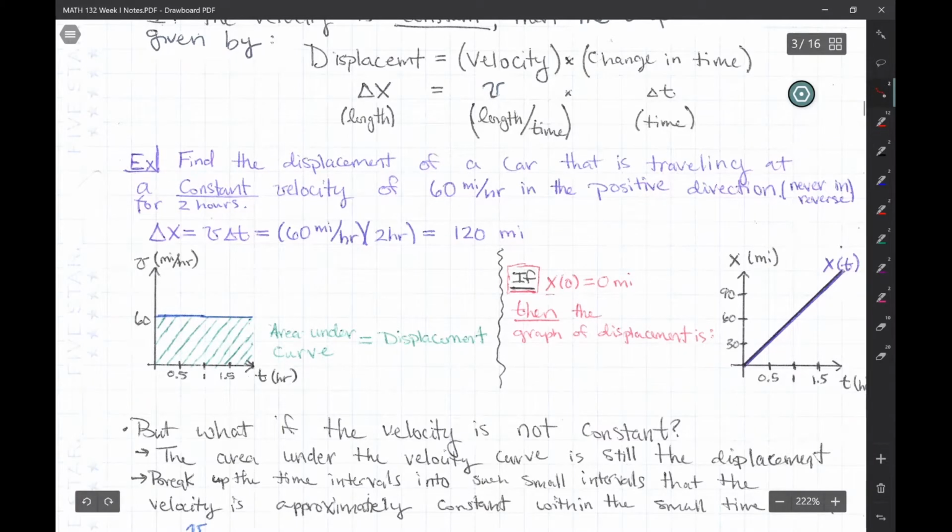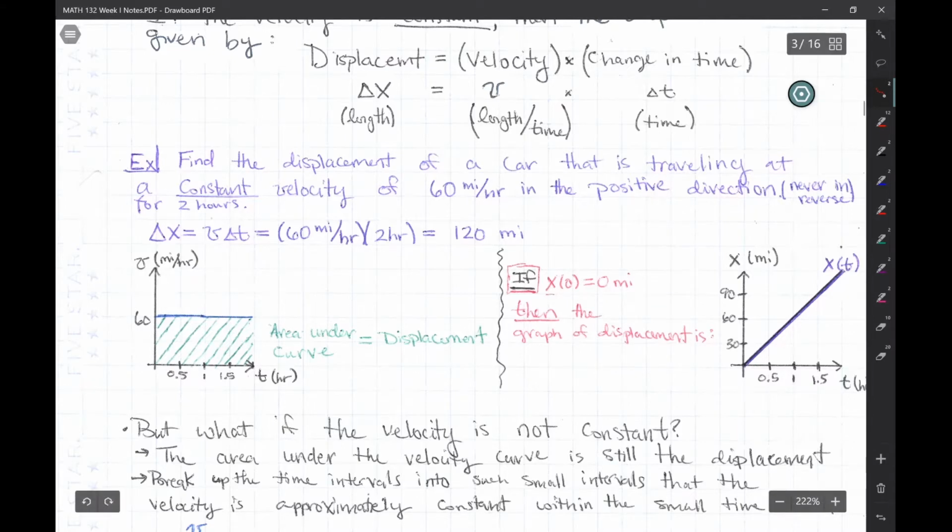So let's take a look at an example. Find the displacement of a car that is traveling at a constant velocity of 60 miles per hour in the positive direction. So it's never going in reverse. Well, we have that the displacement is equal to the velocity times the change in time. This car has been traveling for 2 hours, and so the change in position will be 60 times 2, 120 miles. Okay? So the change in position of this car will be 120 miles.